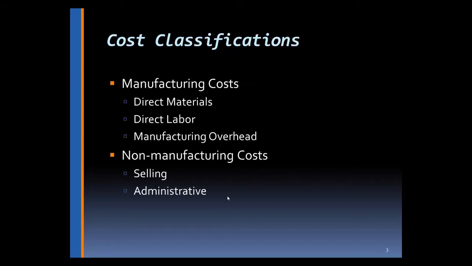First, let's talk about cost classifications. We break costs down into two major categories: manufacturing costs and non-manufacturing costs. Now, manufacturing costs are made up of direct materials, direct labor, and manufacturing overhead. Let me give you examples of those.